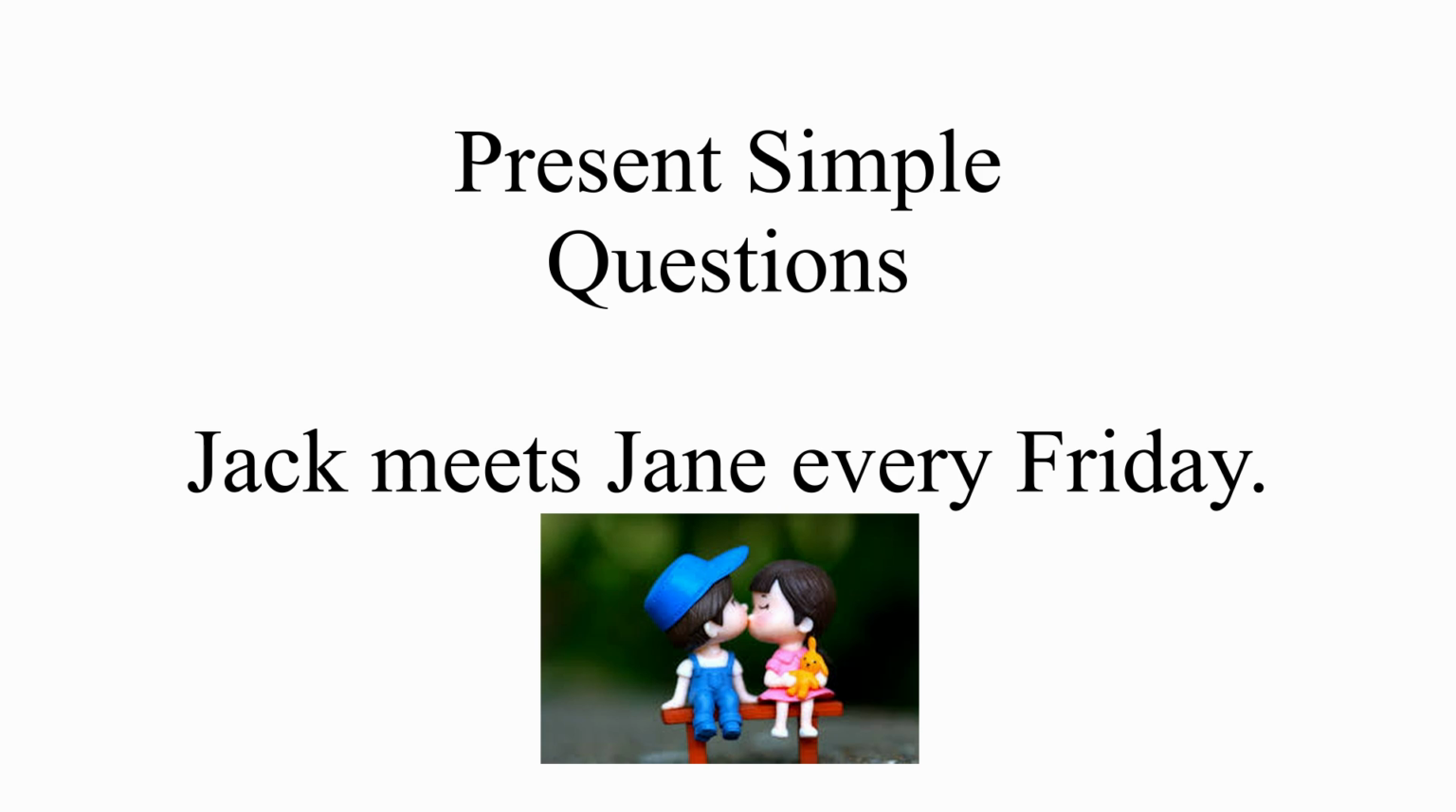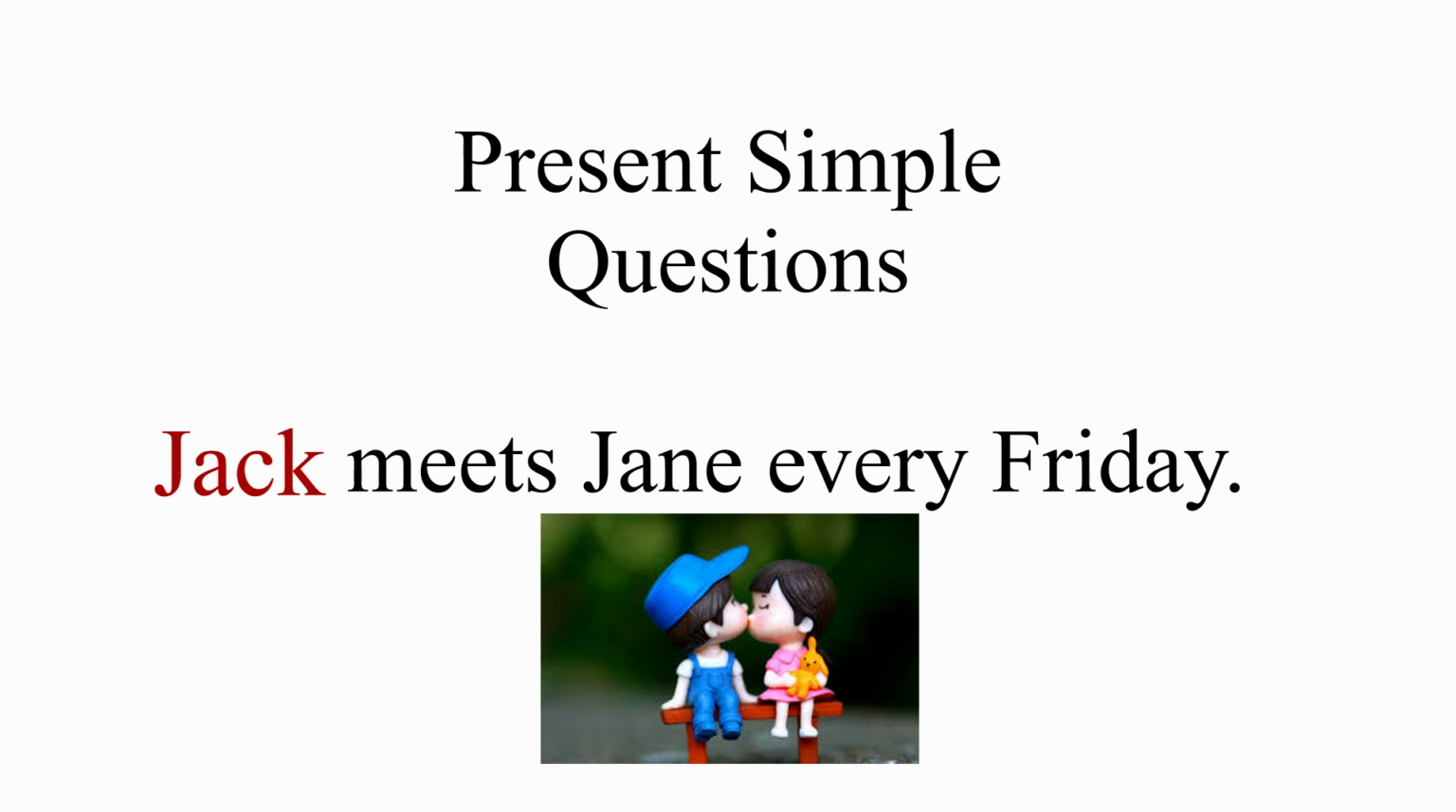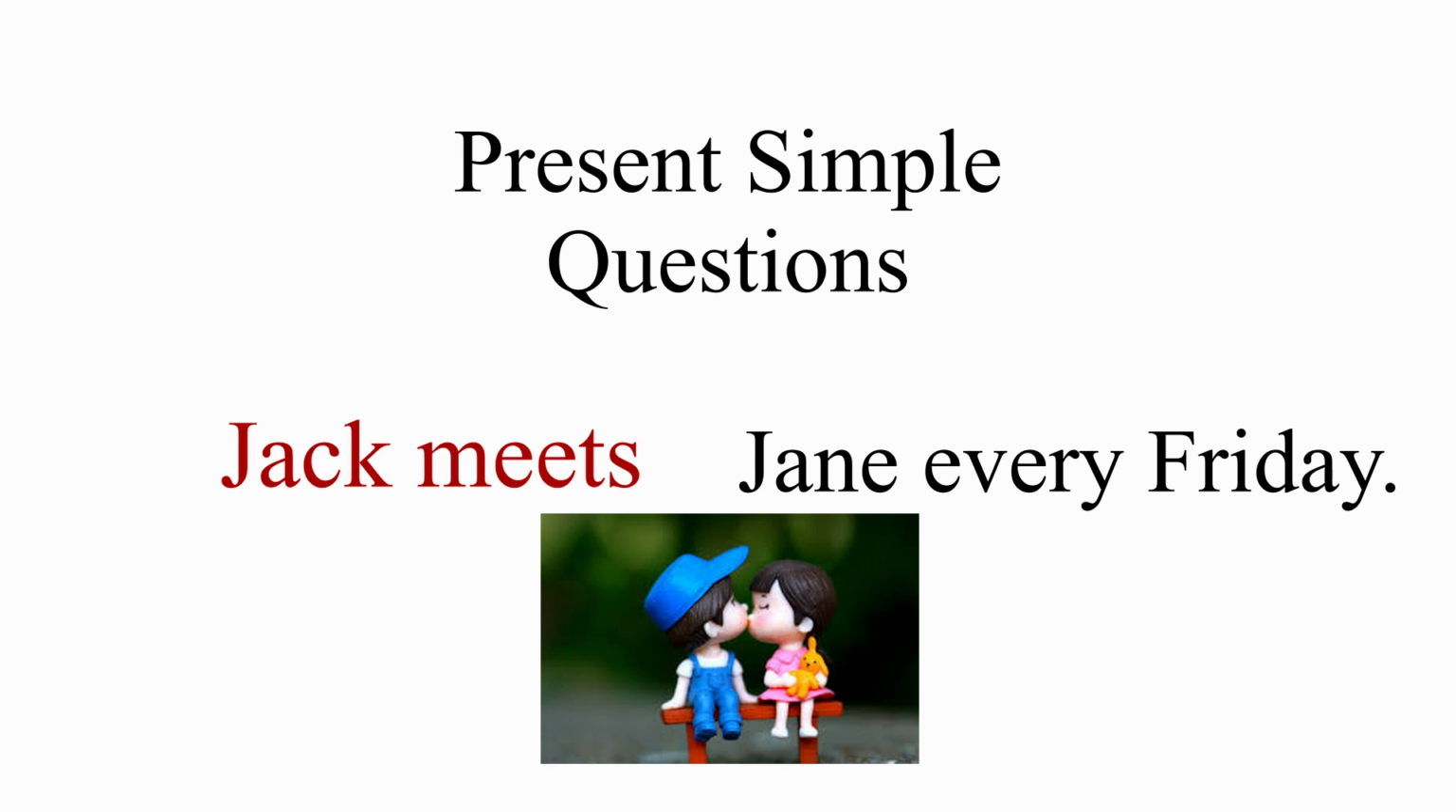Jack meets Jane every Friday. In present simple, the order of the subject, Jack, and the predicate, meets, cannot be changed. The word Jack must always be before the predicate, meets. So, Jack meets is a fixed block with a fixed order that you cannot change.